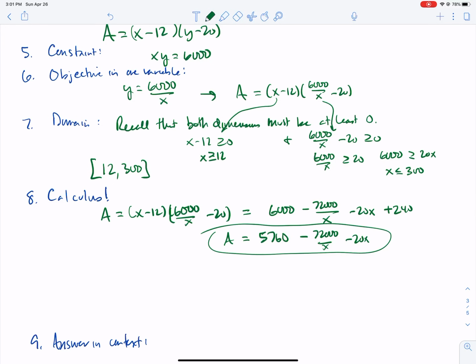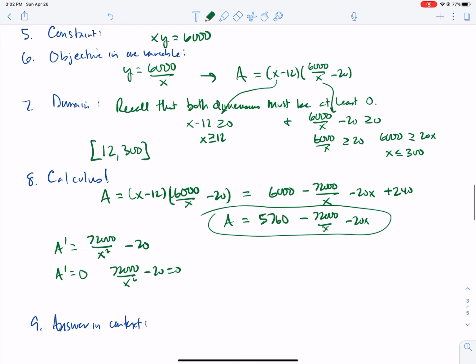So I calculate the derivative. I'm going to get 72,000 over x squared minus 20 if I apply the power rule to calculate the derivative. And so to find the critical number, I set A prime equal to 0. I can add 20, multiply by x squared, divide by 20. I'm going to get 3,600 equals x squared, or x equals plus or minus 60, but we know that we need x to be in the range from 12 to 300, and so x equals 60 is my only critical point.